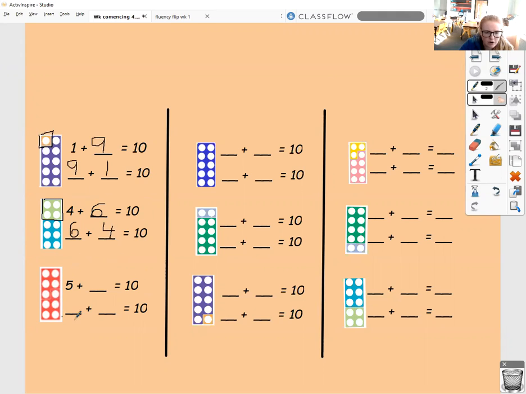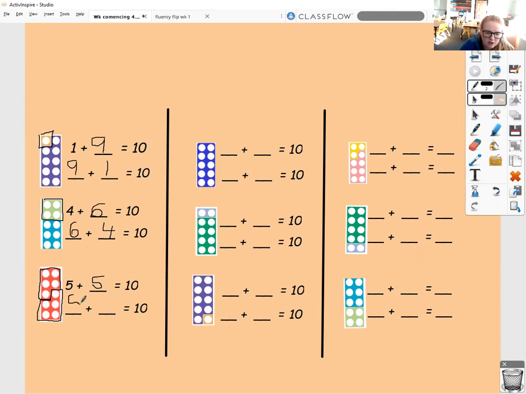Our next number bond is, what piece of Numicon is this one? That is a 5. How many more do we need to add to 5 to make 10? We need to add another 5. So 5 plus 5 equals 10. What is our fact family of this number bond?